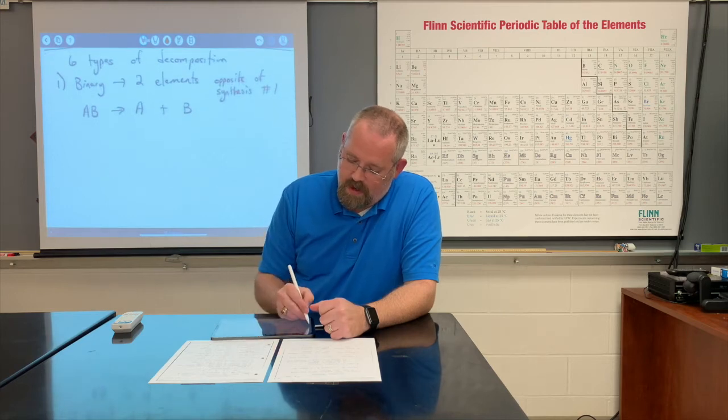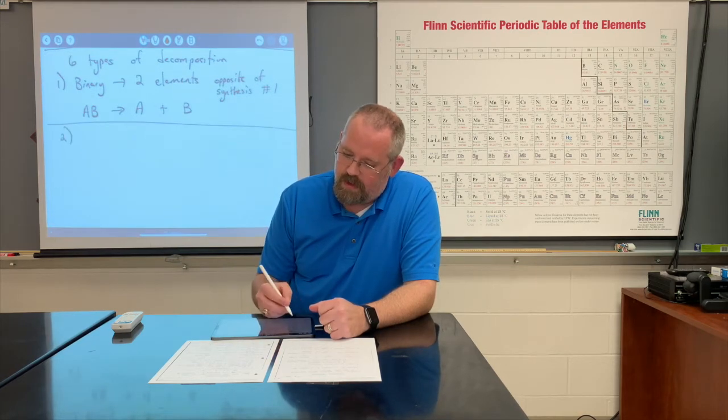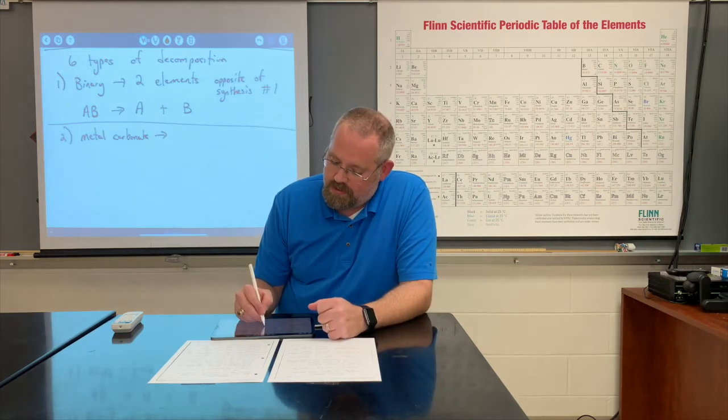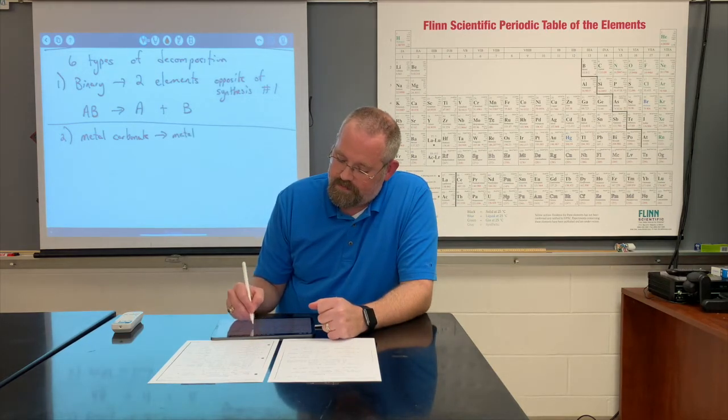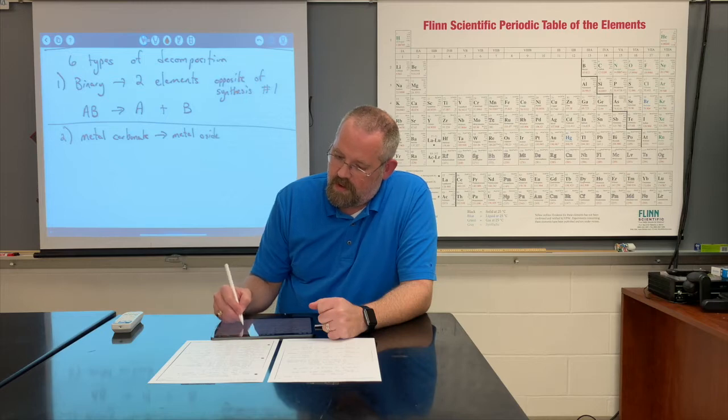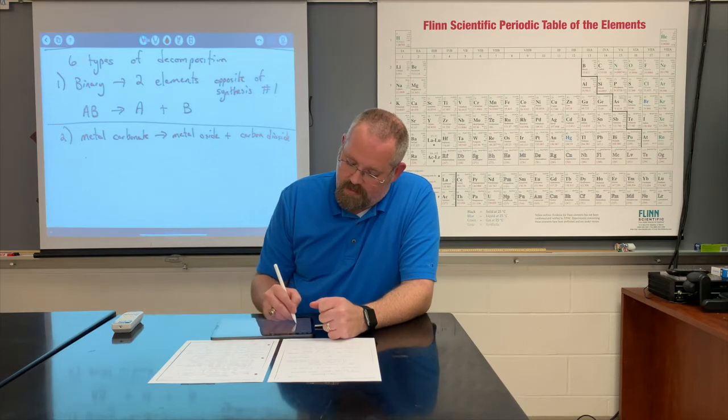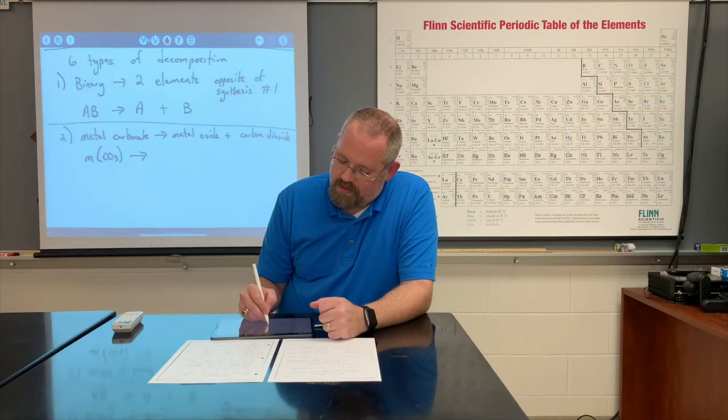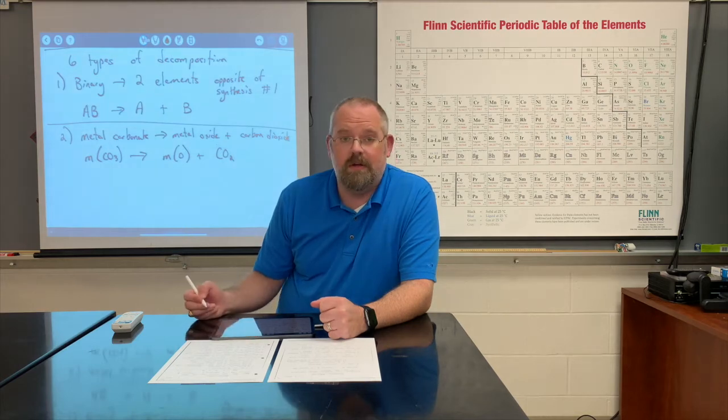Our second type we're going to have a metal carbonate. So metal carbonate is going to decompose into a metal oxide plus carbon dioxide. So a metal carbonate, CO3, is going to decompose into a metal oxide plus carbon dioxide.